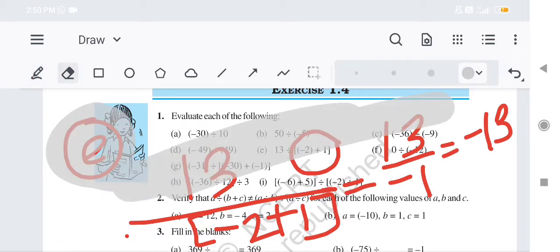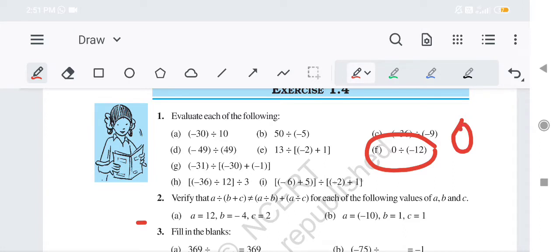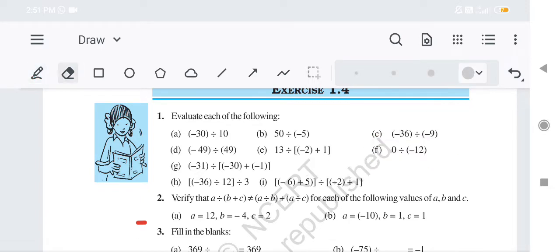Now let's come to the next sum. 0 is divided by minus 12. Of course it will be 0, because if we divide 0 by any other number, the answer will always be 0.